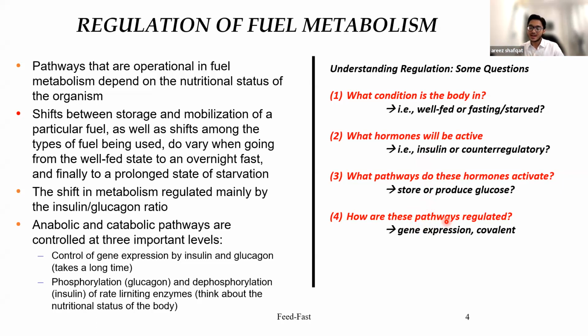Okay? So how to understand regulation again? Let me discuss the alternative scenario. Let's say the body is in a starving condition. So what hormones will be active? The hormones which will be active will be glucagon, cortisol, and epinephrine. Because in a fasting state glucose is going down, these pathways will increase blood glucose by producing glucose. So glucagon, cortisol, and epinephrine will activate pathways which produce glucose.